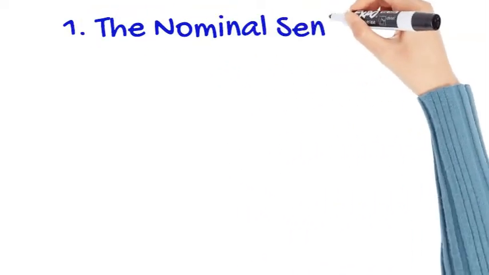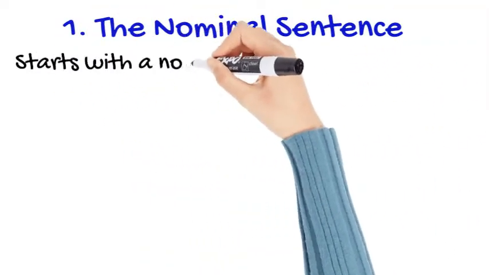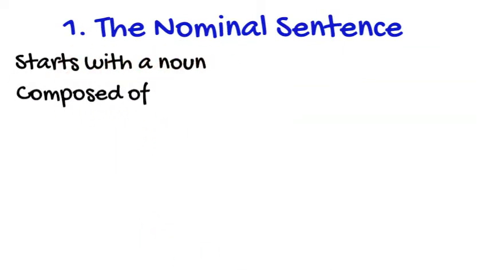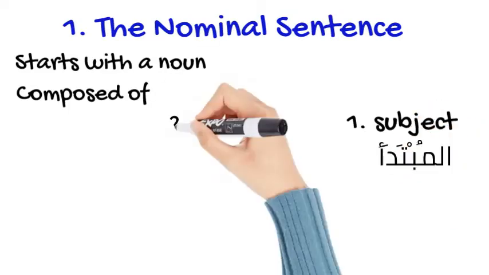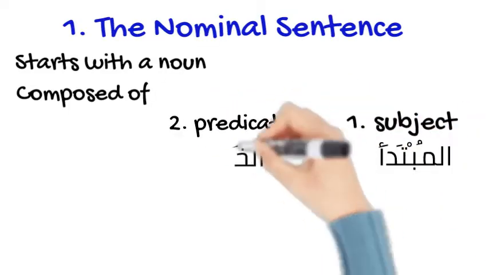Okay, so let's talk about each type of these two sentences in detail. So for the nominal sentence, it starts with a noun and it is composed of two parts. One is the subject, which in Arabic is al-mubtada, and two is the predicate, which in Arabic is al-khabar.